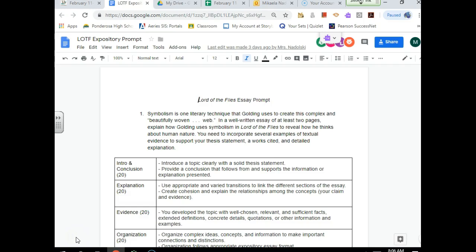Think about what we talked about in the ways that symbolism was used to demonstrate that evil, okay? The beast, the fire, the boys, the conch, all of the symbolism, okay?